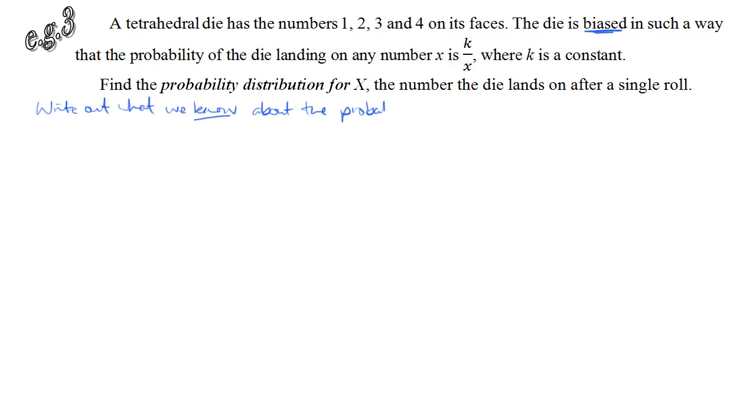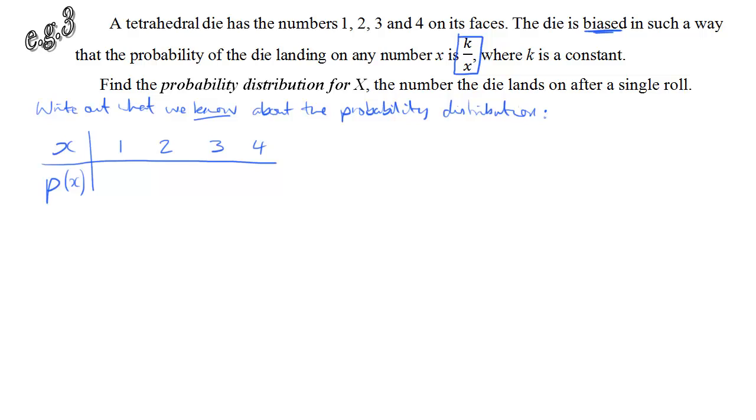So if we want the probability distribution, we start by just trying to write it out using the formula. Okay, so we list the outcomes that we can get, 1, 2, 3, and 4, and we use this formula here, k over x, to work out the probabilities. So when x is 1, we have k over 1. When x is 2, we have k over 2. And so on, giving us k over 3 and k over 4.